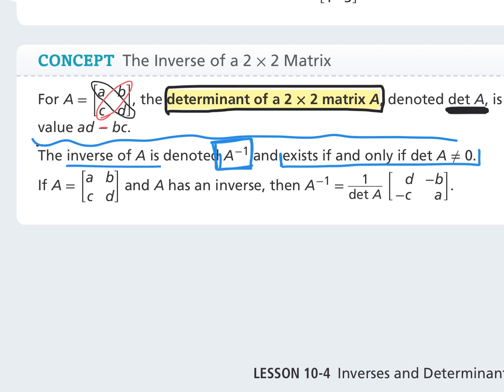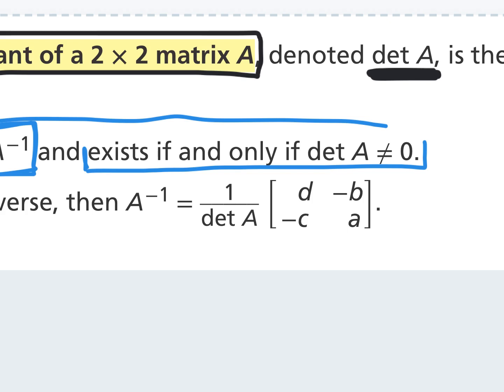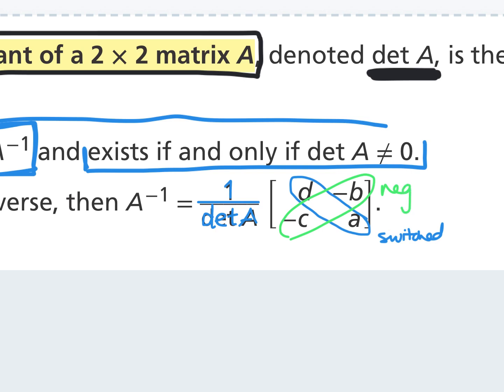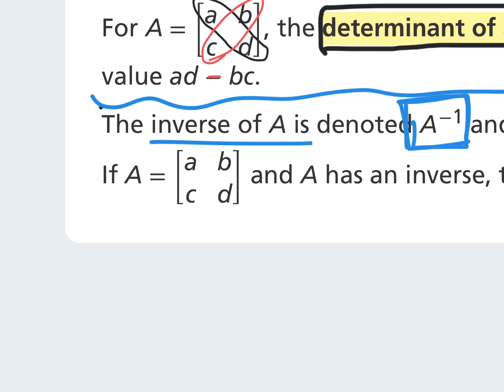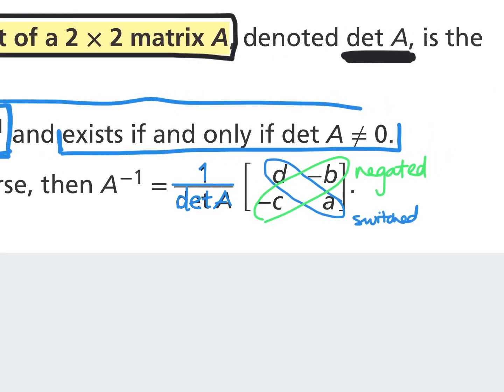So let me zoom in and explain this formula to you. It is 1 over the determinant of A, so this is like the reciprocal of the determinant. And then notice the pattern that's going to happen. What they've done in this area is they have flipped, or switched, these two. And then for the other diagonal, they have negated these. And that is based on the original matrix. So you should have the original and this formula for the inverse written in your notes.